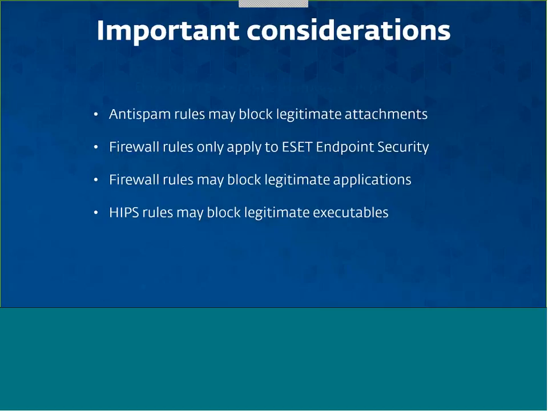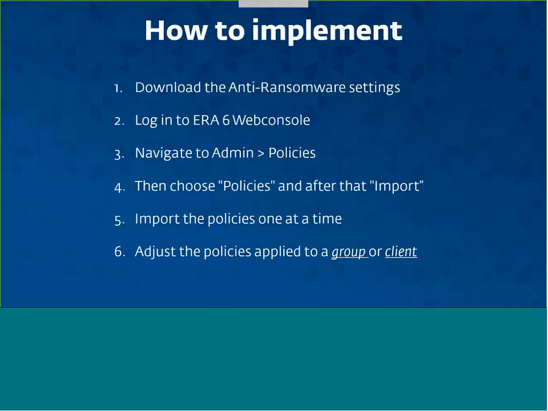So how would one implement these rules? Well, they are available as a download. It's a zip file that comes from the ESET website. We will be uploading the documentation to our wiki, as I mentioned in the beginning of the webinar. So you'll be able to download that document, click on the link, go to the website and download the anti-ransomware settings.